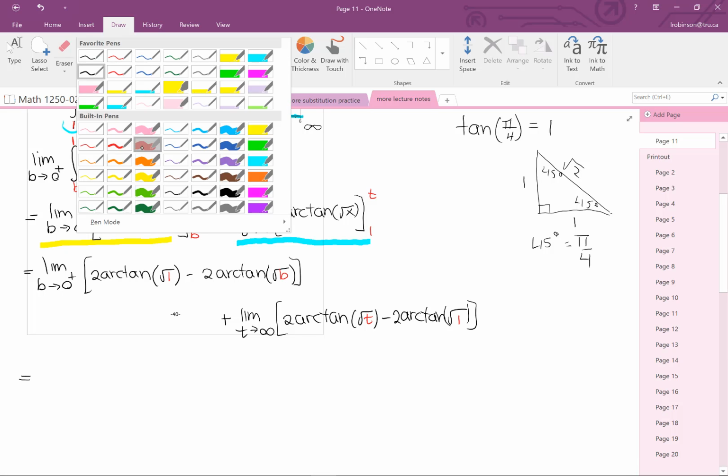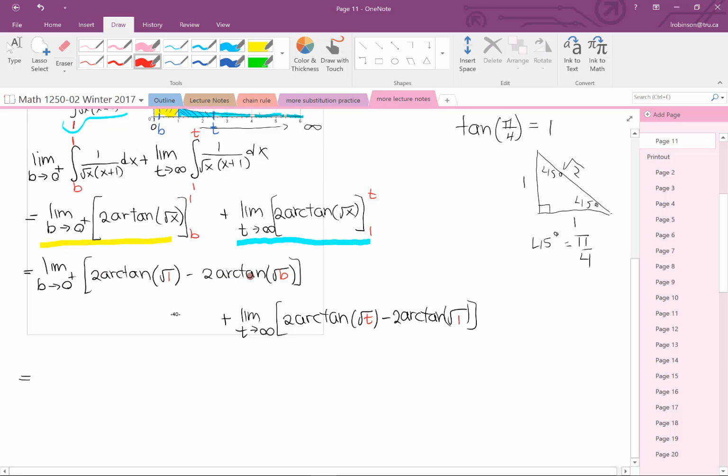And then let's see, if we take the limit here as b goes to 0, well, that's just going to give us the arctan of 0, which is just 0. So this is just going to go to 0. So this is going to be 2 pi over 4 plus 0 plus, and again, this part here is going to be 2 pi over 4.